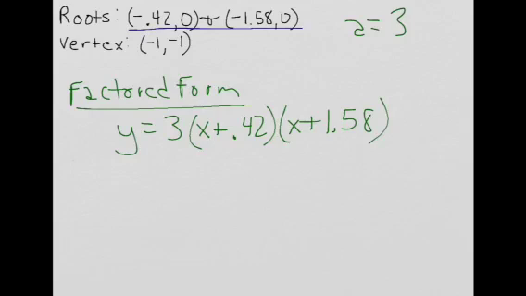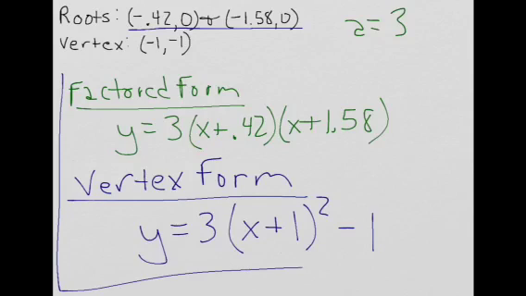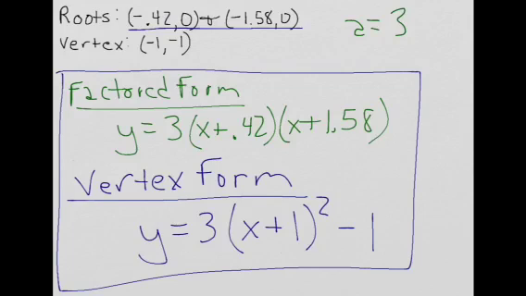We can also, since we have the vertex, make vertex form. So again, y equals 3 times, we've got x, opposite of negative 1 is positive 1, so x plus 1 squared minus 1. So we now have factored form and vertex form from using the quadratic formula.